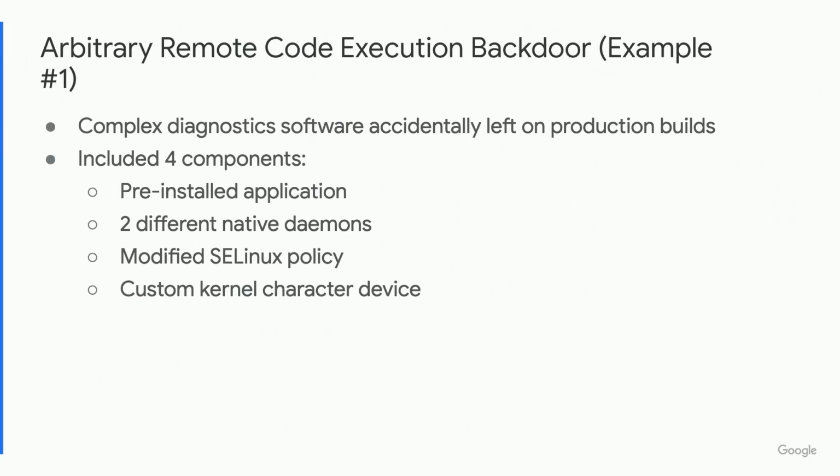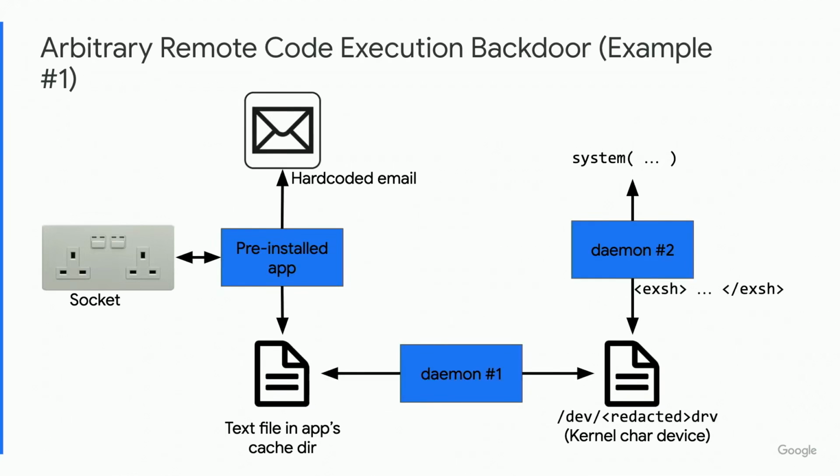So example number 1, what was it? Complex diagnostic software that was left on production builds. Joy. So it had 4 different components, and that's why I say it's complex. It had a pre-installed application, 2 different types of native daemons running on the device, a modified SE Linux policy to allow the command execution to be more privileged than is usually possible, as well as a custom kernel character device to enable it. So this is what the flowchart looked like.